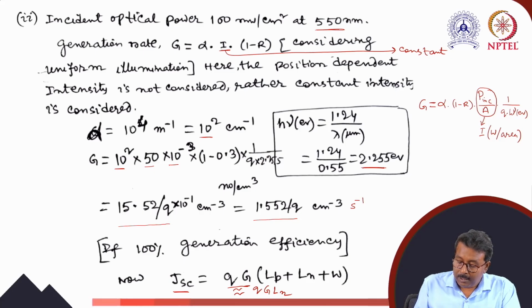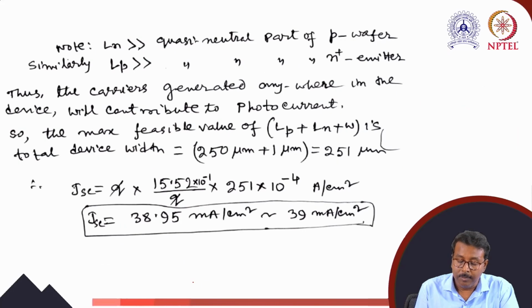Now q is not put here because the q will be cancelled out in case of JSC. For 100% generation efficiency, JSC is nothing but q times G into this value, q G Ln. So if you put the q, this q will be cancelled out. That's why I have not put the value of q earlier.